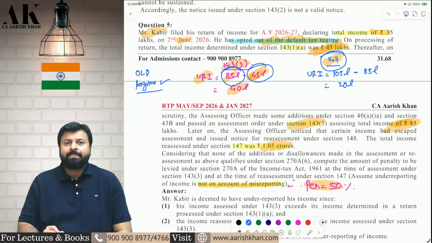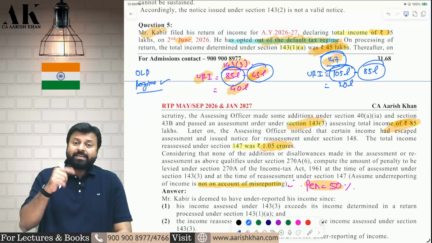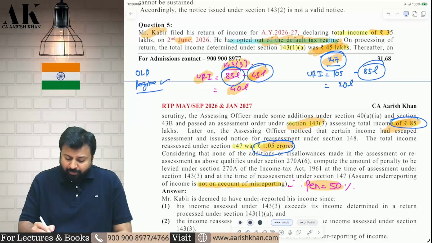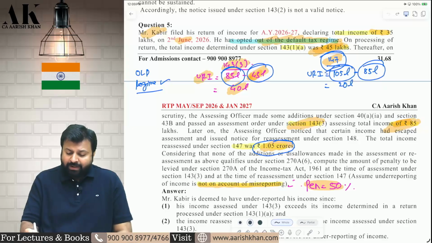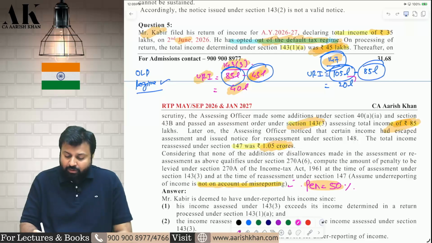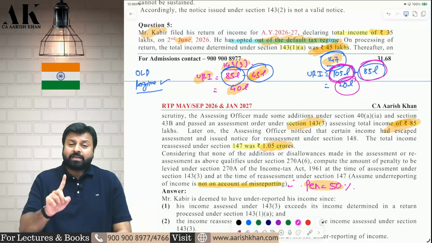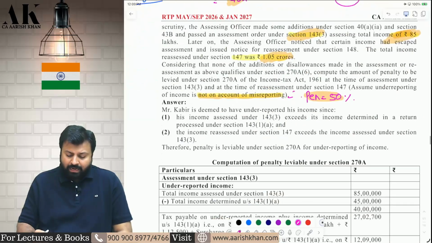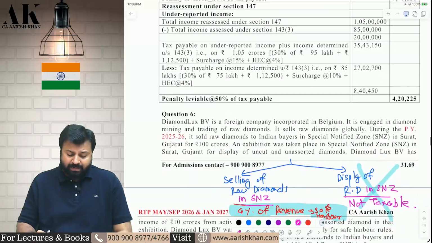Similarly, underreported income at the time of 147. Income reassessed 105 lakhs. Income previously assessed 85 lakhs. Check please. Reassessed 105 lakhs, previously assessed 85 lakhs. Therefore, underreported income is 20 lakhs. Now, how will I compute tax on this? Will I compute tax directly on 20 lakhs? No. That is the catch. First, you will compute tax on 105 lakhs, then tax on 85 lakhs. Tax on 105 lakhs, when you compute, you will apply surcharge of 15%. Tax on 85 lakhs, when you compute, you will apply surcharge at 10%. And then you will compute the tax. On that, you will apply surcharge. On that, you will apply cess. I hope it is clear to all of you. And then you will apply 50% penalty.